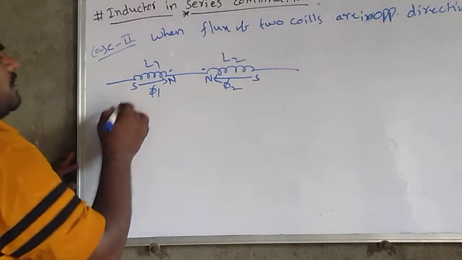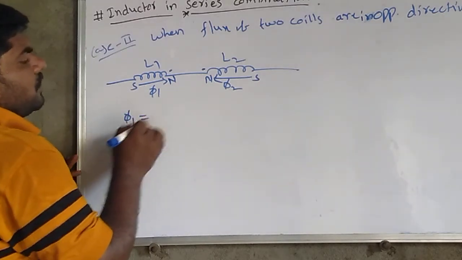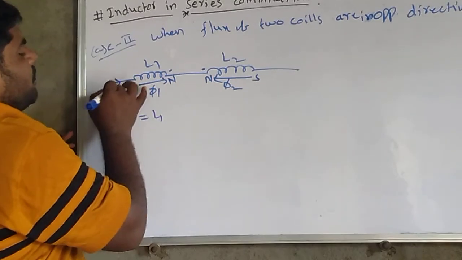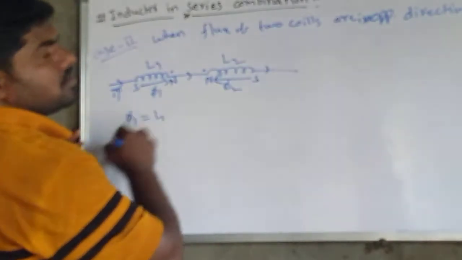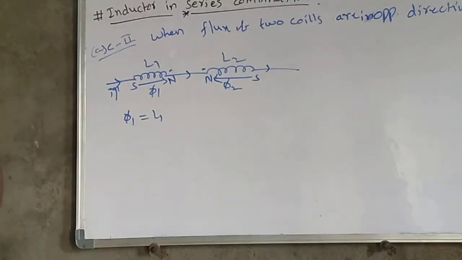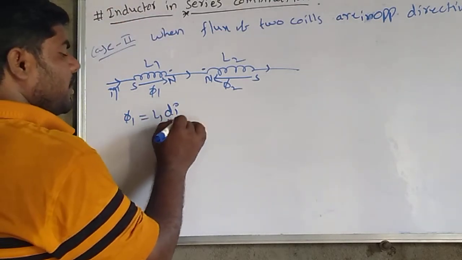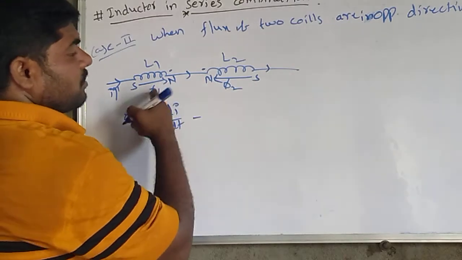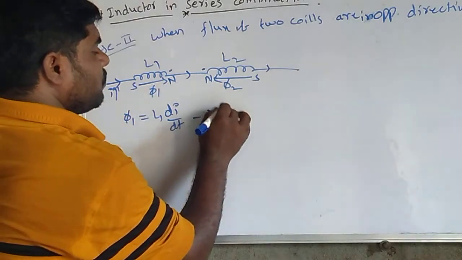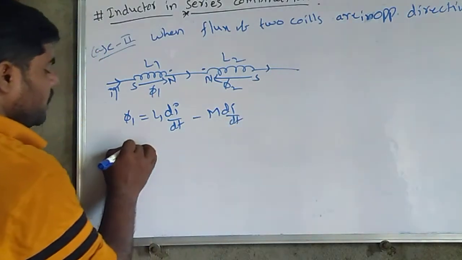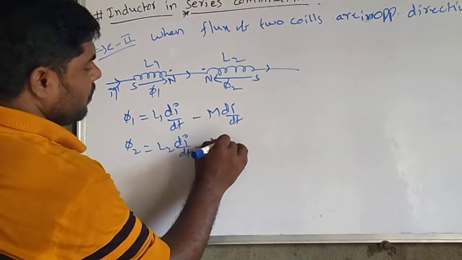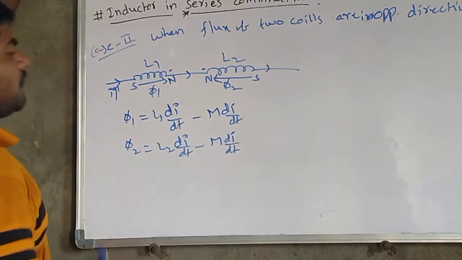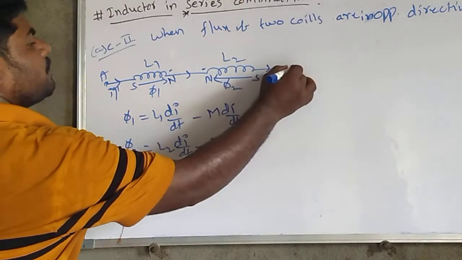In this situation, the flux phi1 is equal to L1 into di by dt, with the same current increasing with time throughout this circuit, since this is a series combination and the current is the same. Here the minus is because both are in opposite directions, so minus M into di by dt. Similarly, phi2 is equal to L2 into di by dt minus M into di by dt. This point is A and this point is B.